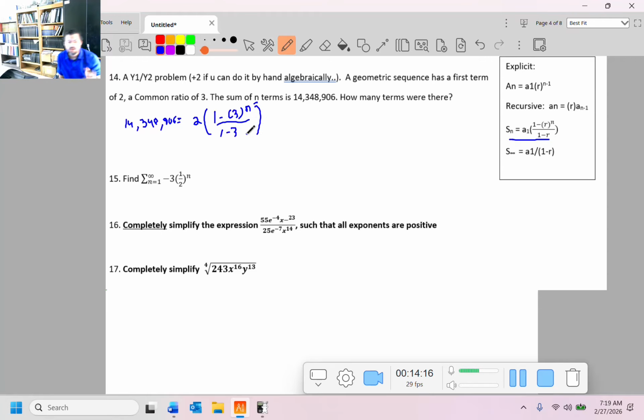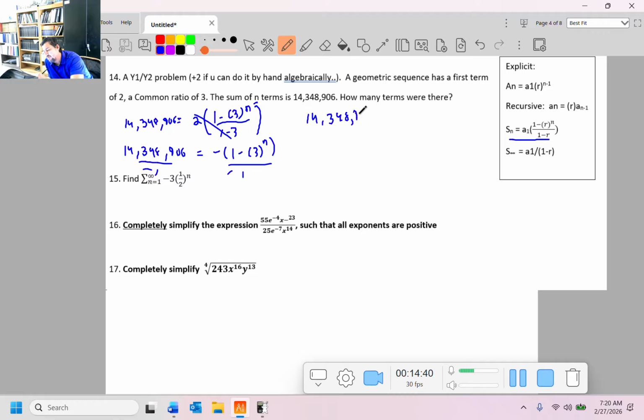Now I'm going to do this by hand, and I'm going to check it with the TI-84. 1 minus 3 is -2. Divided by 2 is -1. So I've got 14 million and some change being a -1 minus 3 to the n. I'm going to divide out my negativity. 14 million and some change. And this is now negative because I divided both sides by negative. I'm going to take away 1.